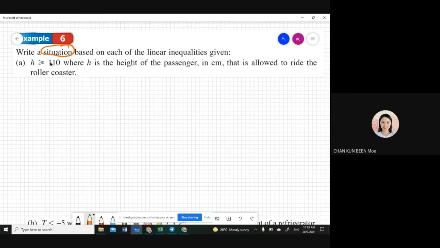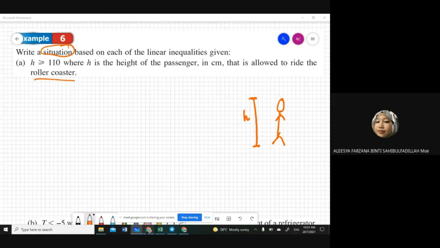H is greater than 110, where H is the height of the passenger in centimeter. So you imagine you have a passenger. Passenger for what? Passenger for the roller coaster. So they have a minimum height. If you go to the playground, what do you call it? A theme park. Yes. How many of you have been to the theme park? Raise up your hand.